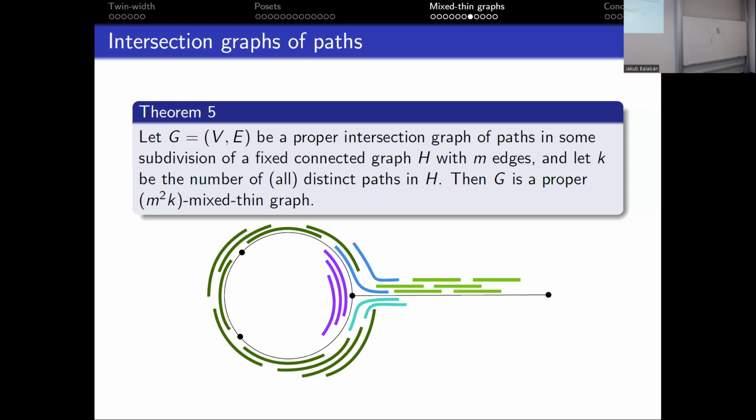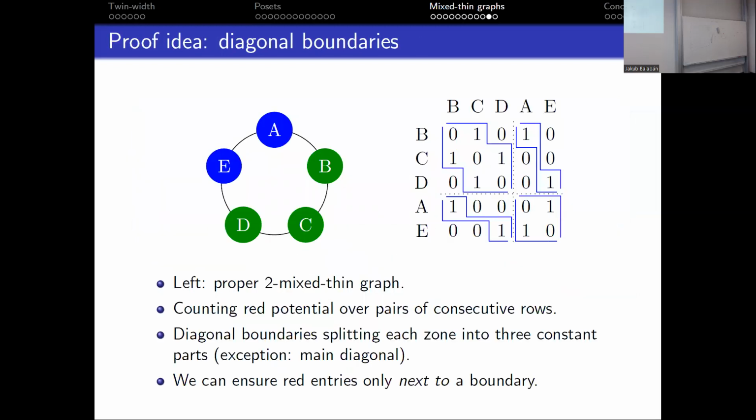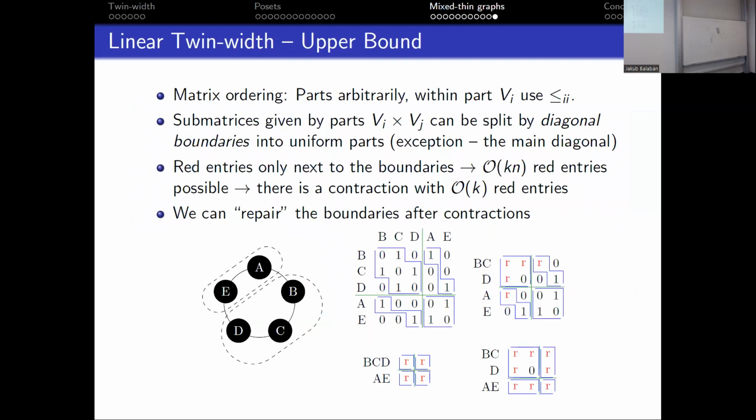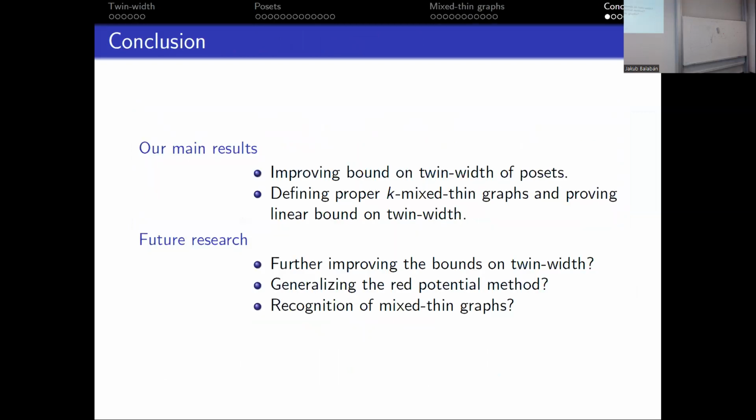Other questions? Do you have any lower bounds for the twin width of the mixed graphs? Yeah, we don't have it in the paper. We probably don't.